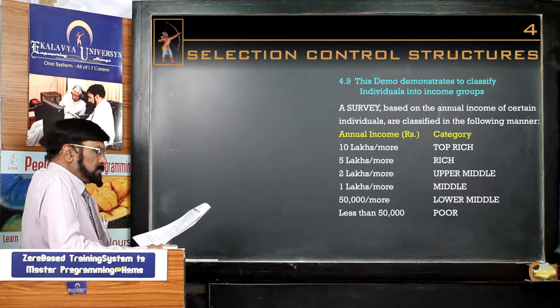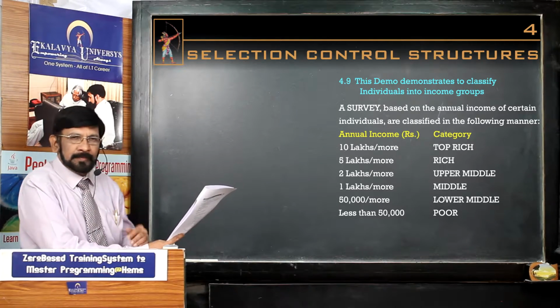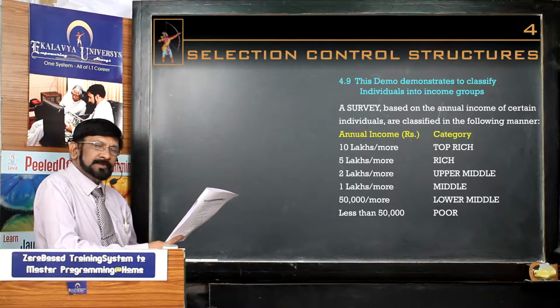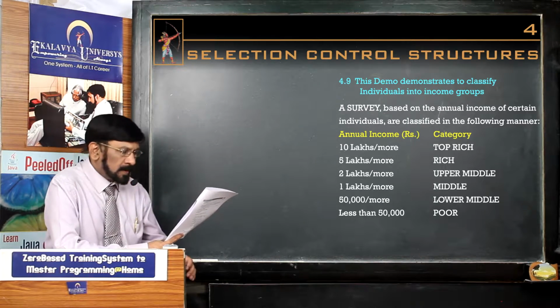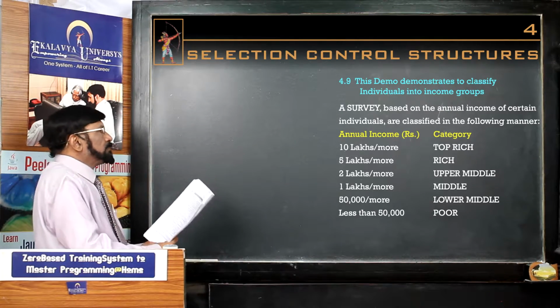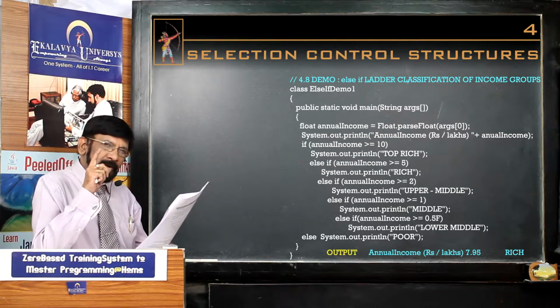Less than 50,000, poor. In this way, we are categorizing all the people into different groups depending on their annual income. This is the correct problem for using else if ladder. Now let us write the code. And one thing, you write it in ladder form.